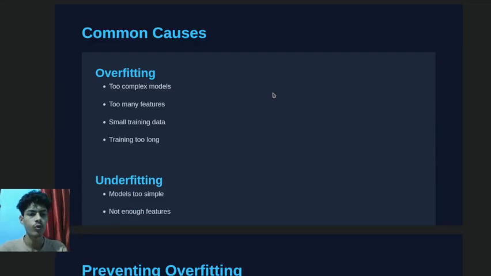Common causes of overfitting are too complex models, too many features, small training data, and training too long. And underfitting is caused by a model that is too simple, with not enough features to predict the right output.